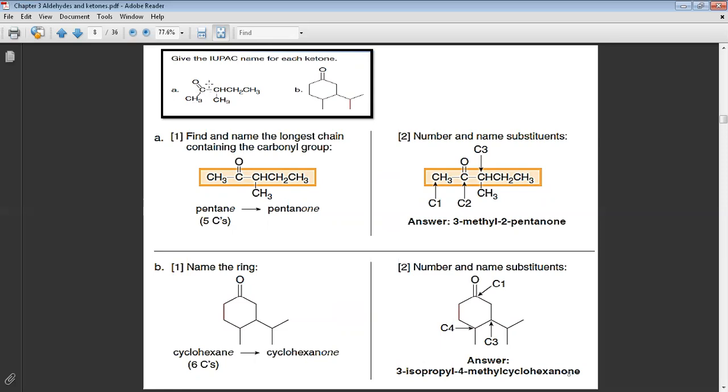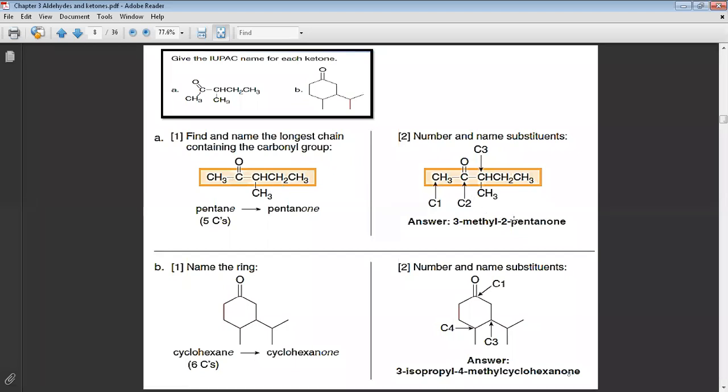Take the carbon of the carbonyl group, it will take the lower number. Okay, it will take the lower number. That means this will be 1 2 3 4 5. Okay, 1 2 3. That means on the carbon number 3 we have a methyl. That means it will be 3 methyl.